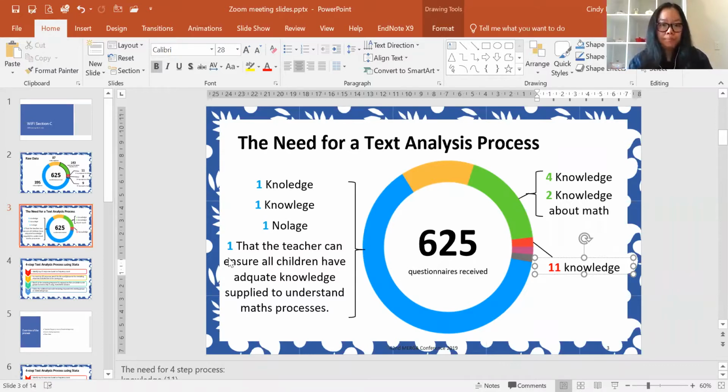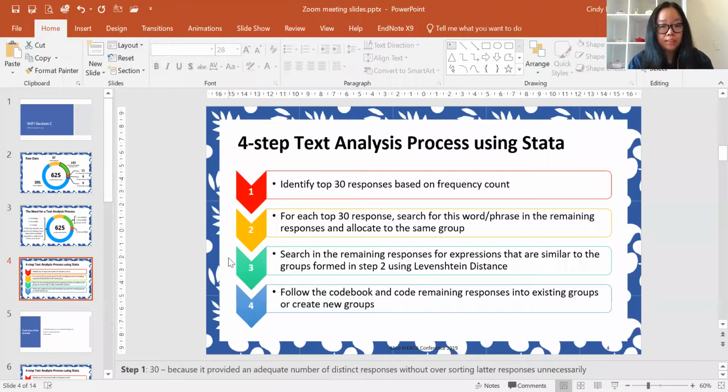This is the summary of what the 4 steps are. The first step is to identify the top 30 responses based on the frequency count. The second step is, for each of the top 30 responses, to search this word or phrase in the remaining responses and allocate the same group. Based on the frequency count, we have 30 words or phrases. Most of them are single words, but there could be 1 or 2 short phrases that commonly appear. If this word appears in the remaining responses, it will be grouped to the same group.